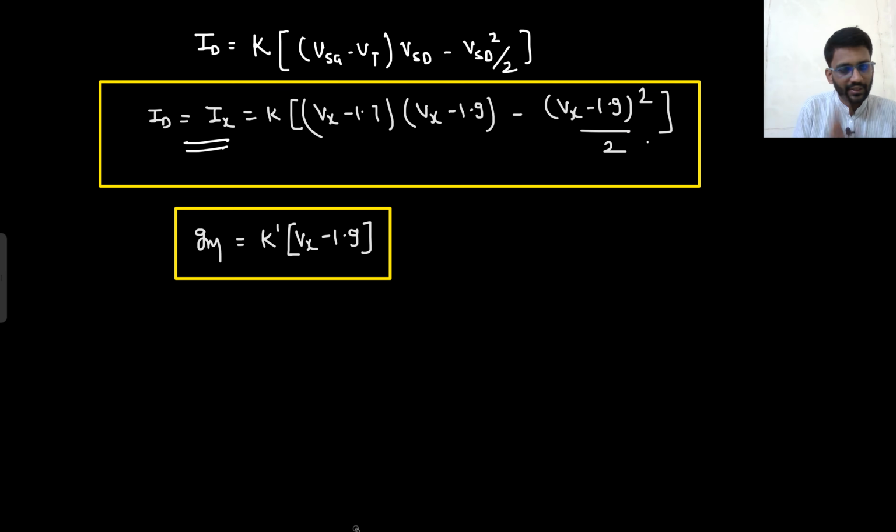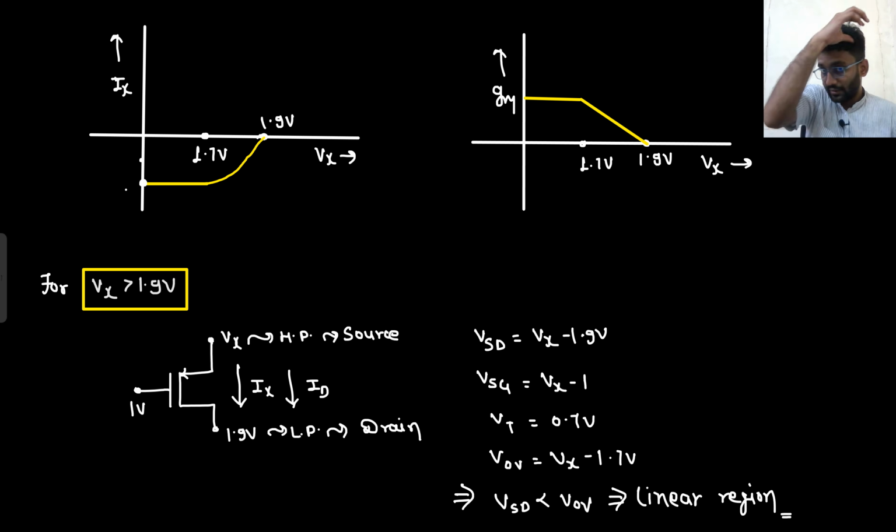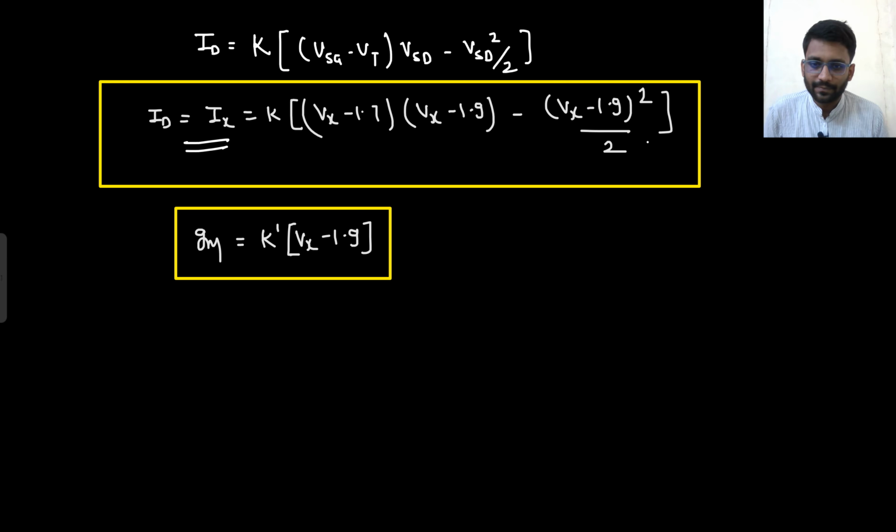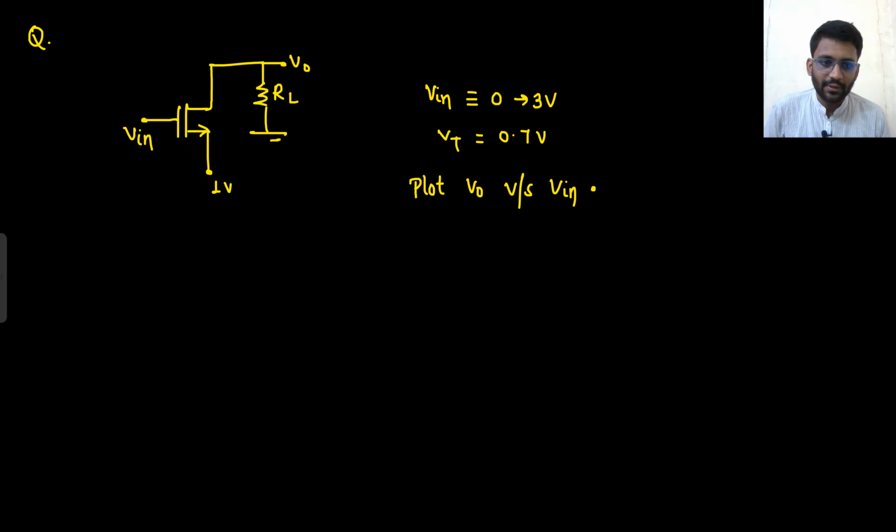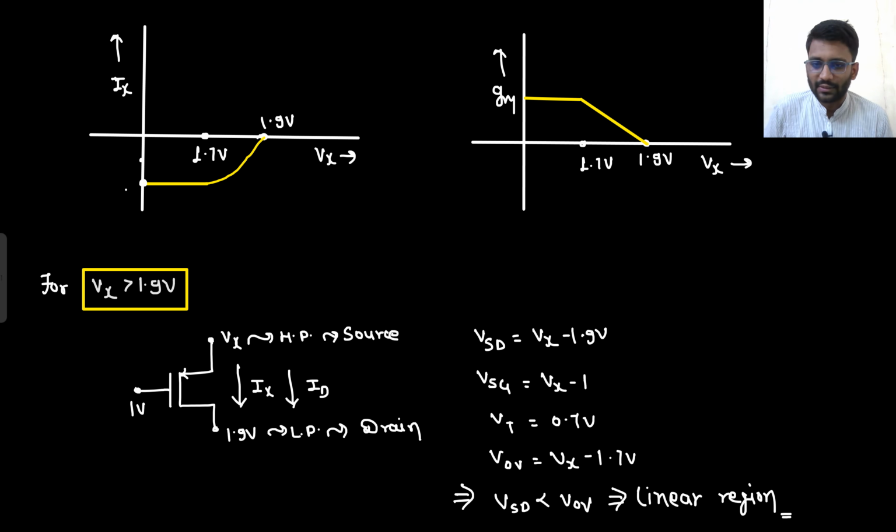Crystal clear? Everything is clear, right? So based on the given equation, you need to find out the value of GM. For IX, there is no issue because IX direction is shown, but GM is the expression. So for that, they need to define it. So IX versus VX curve we are drawing. So in the next page only I should draw, I guess. So this was the IX versus VX curve.